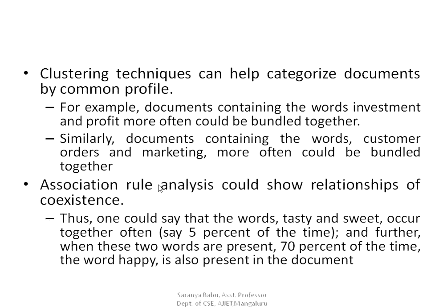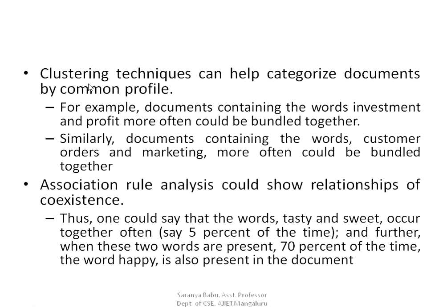Now another thing is you can make use of association rule analysis. It can also show the relationships of coexistence. What do you mean by association rule? The rule, the prediction, right? If I buy this, there is this much chance of buying that, like that. So this one could say that the words tasty and sweet occur together, say 5% of the time, and further, when these two words are present, 70% of the time the word happy is also present in the document. Like that, you can define rules. Understood? So that also will help in the mining, right? Because whenever tasty and sweet are there, 70% of the time the word happy also comes in that document. So like this you can give the association rules as well. Understood?